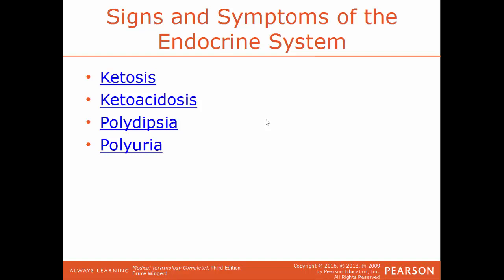Now, something related to ketosis is ketoacidosis. This is the elevated levels of ketones in the body, but it's caused by the lack of insulin in the body. And ketoacidosis can be life-threatening if not treated quickly.